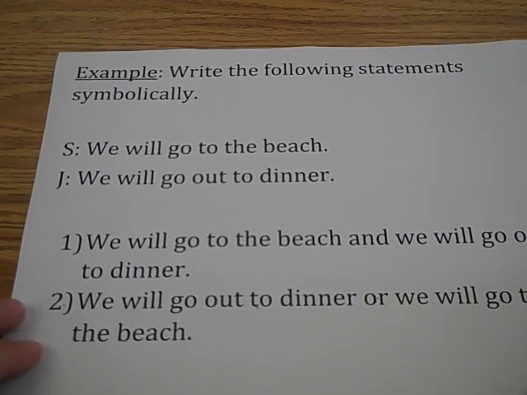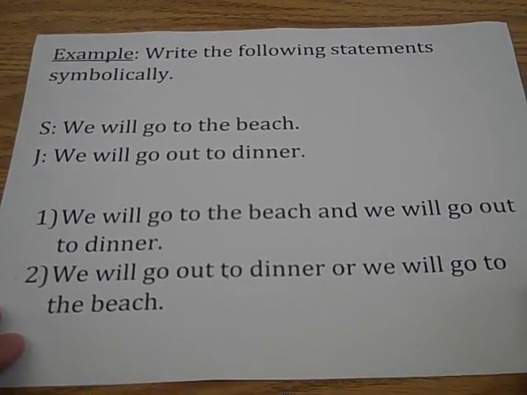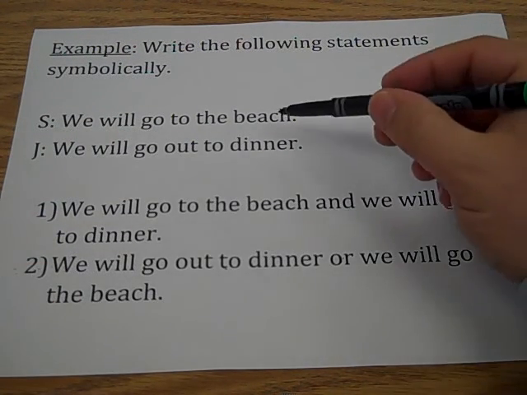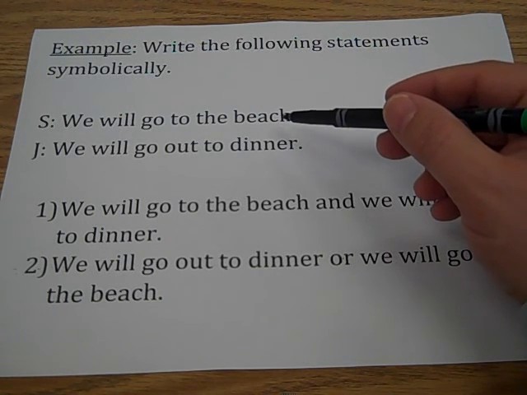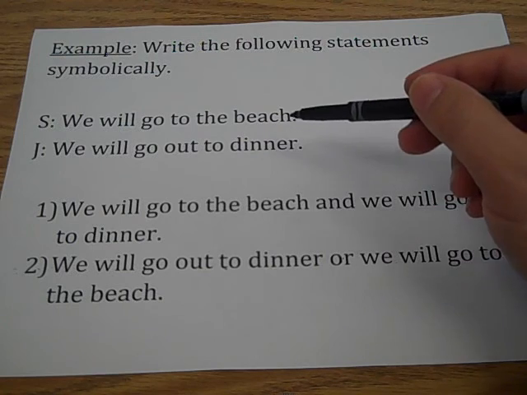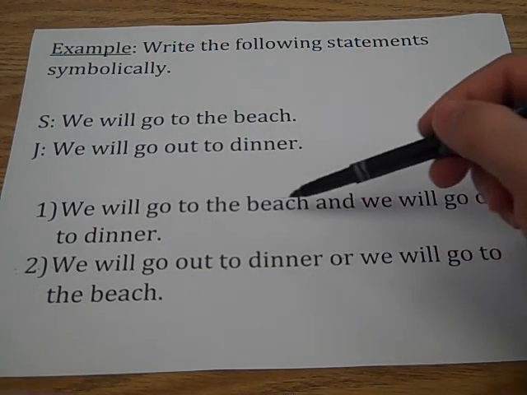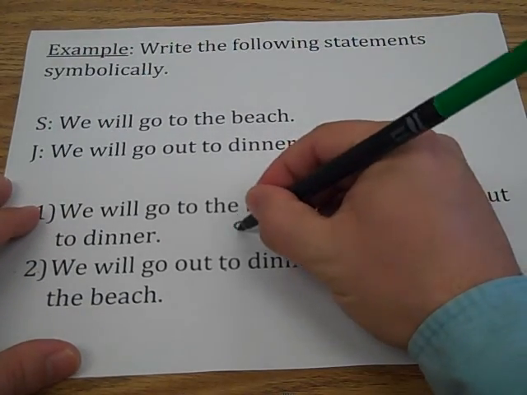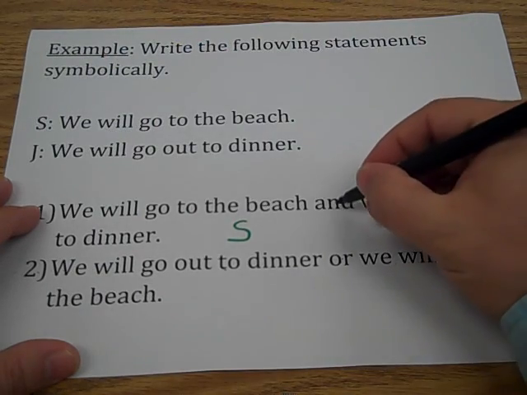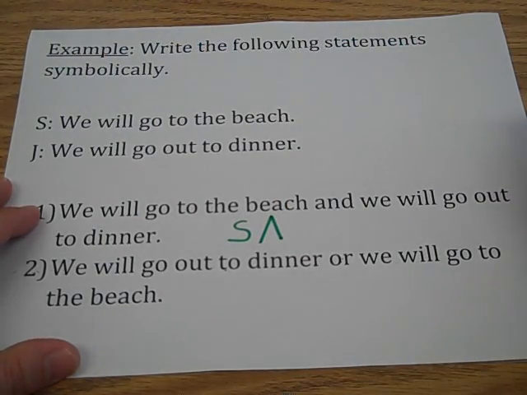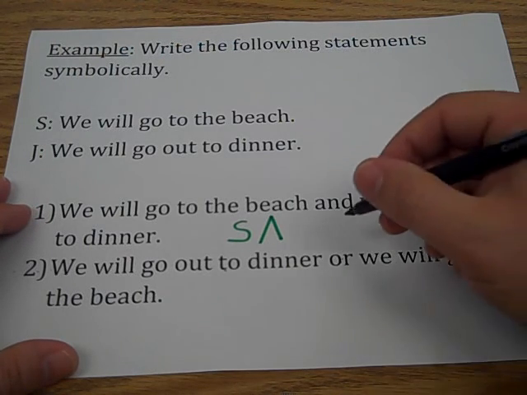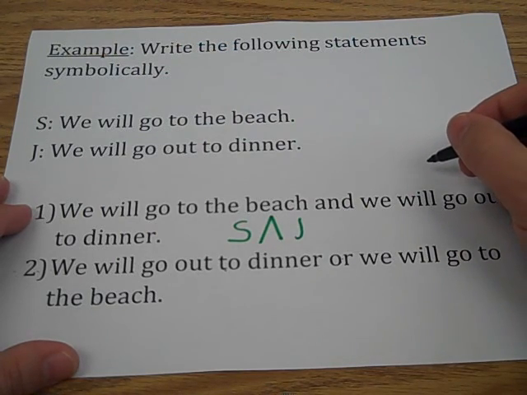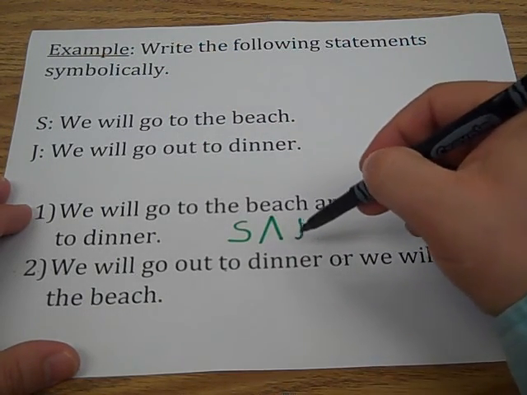So let's do an example here. In this case, we want to write into symbols from words. So I have two statements here. S is we will go to the beach. J is we will go out to dinner. So if I read this here, we will go to the beach and we will go out to dinner. So I have S from we will go to the beach, and is this symbol. We will go out to dinner is J. So in words and then in symbols.